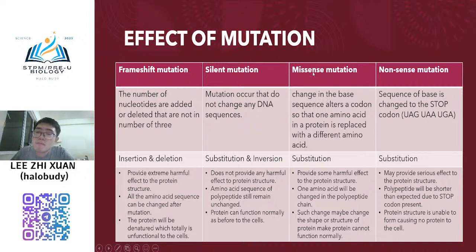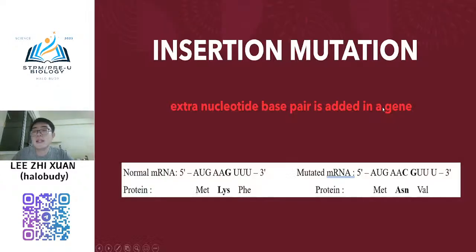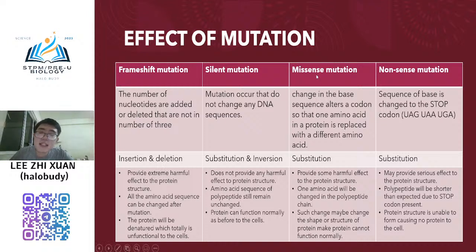Okay, another one is missense mutation. Missense mutation is when a change in the base sequence alters a codon so that one amino acid in the protein is replaced by a different amino acid. So this is when the base sequence is changed and only one amino acid is replaced by a different amino acid. This one is an example: it should have been glutamic acid, then after substitution mutation, it changed to valine. So this is what we call missense mutation.